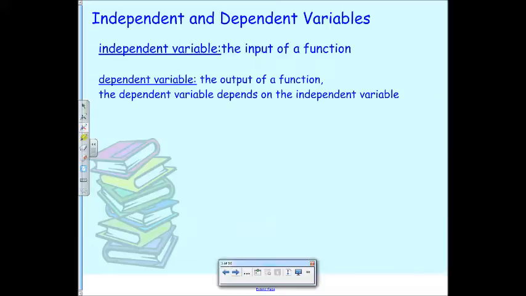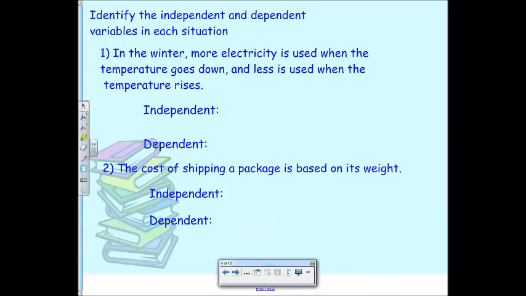So take a look at these two examples. Now I want to see if we can find the independent and the dependent variable. Number one says, in the winter, more electricity is used when the temperature goes down and less is used when the temperature rises. So what are my two variables there? What do you think, Alejandra? The temperature and the electricity. Which one of those do you think is the independent variable and which one is the dependent variable? Angel? I think the temperature is the independent. Okay. And then what's the dependent?